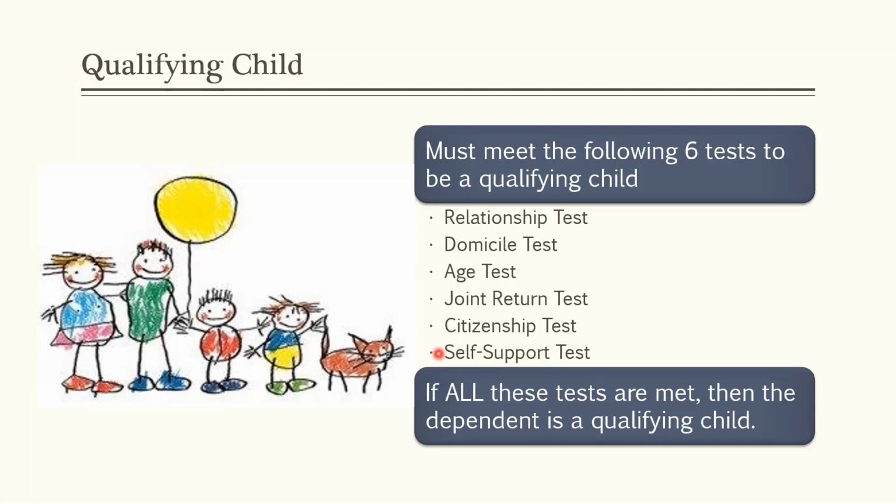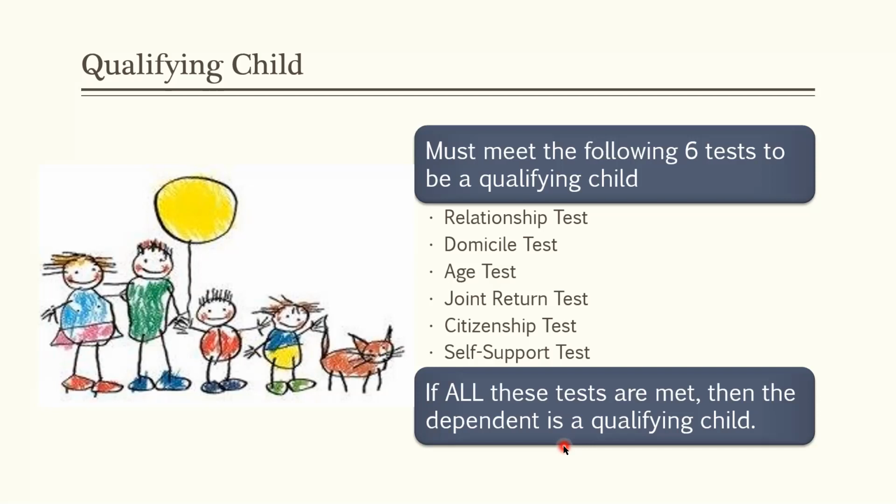And finally, the self-support test. This means the child cannot provide for more than half of their support, which is usually pretty easy if they're living in your house under your roof, eating your food. That's not a problem. But in some cases, you might have children who are providing more than half of their support. And in that case, they would fail this test and you wouldn't be able to claim them as a qualifying child. But if you meet all of these tests, then the dependent is a qualifying child.